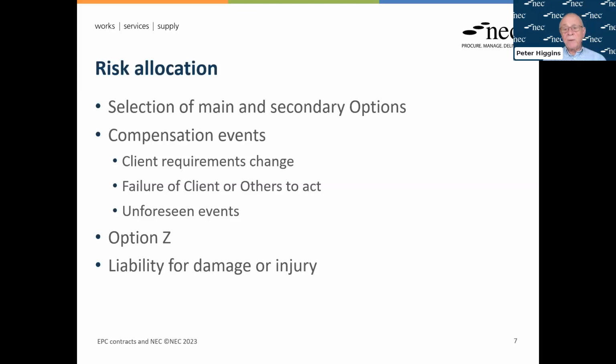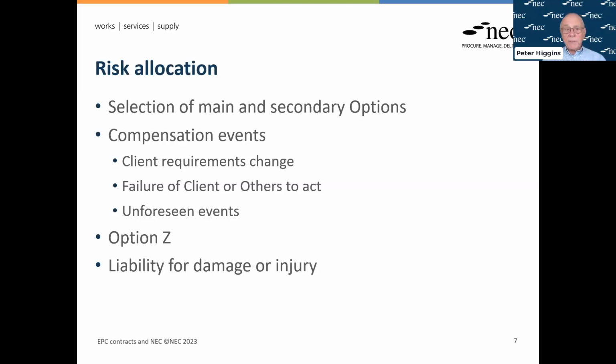And that could often be done through what we call an option Z, a new clause written into the contract under the option which provides for client-specific clauses to deal with changes to the contract. Be cautious when you're writing option Z clauses to try and transfer risk allocation, because it's so easy to write a clause which actually makes a mistake of interfering with some other part of the contract you hadn't realised was connected to it.